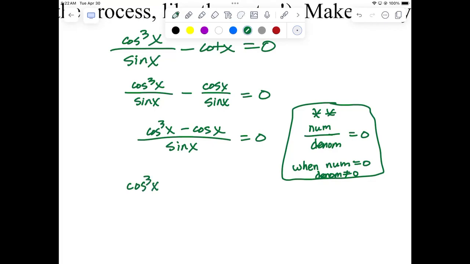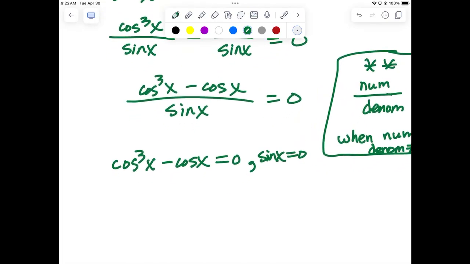Cosine cubed of x minus cosine of x equals 0. But I'm going to put a little note to myself that sine of x can't be 0. In other words, if I solve the numerator and there happens to be a value in that solution set that also makes the denominator 0, I've got to toss it out of the solution set because it's not in the domain. All right, so now we can focus algebraically on this.